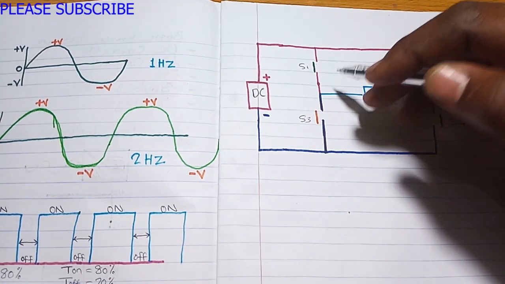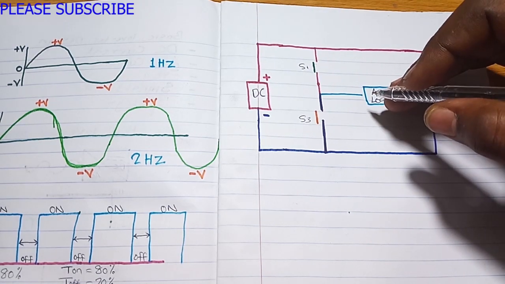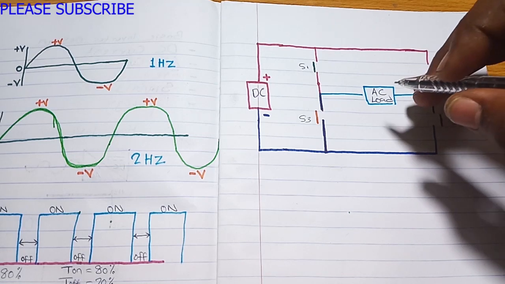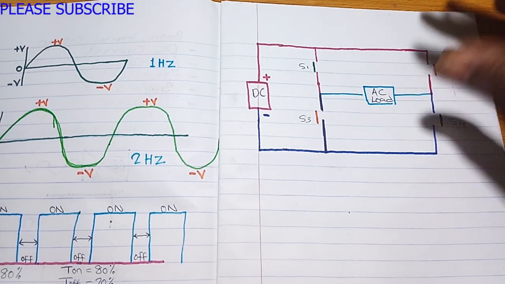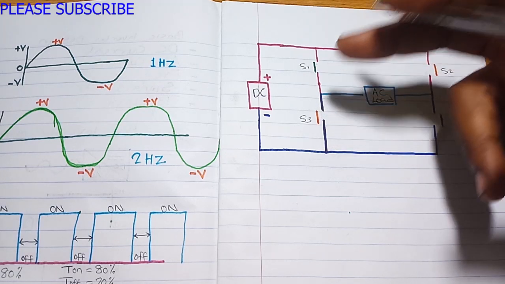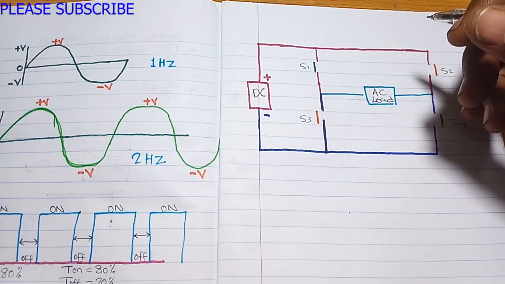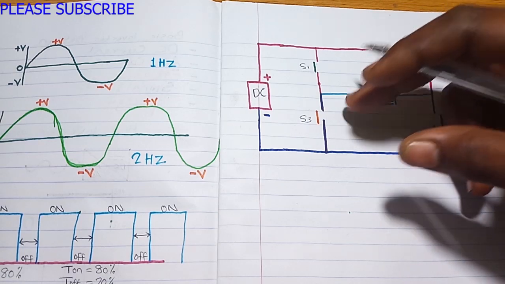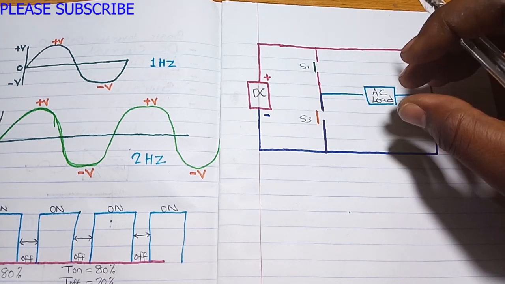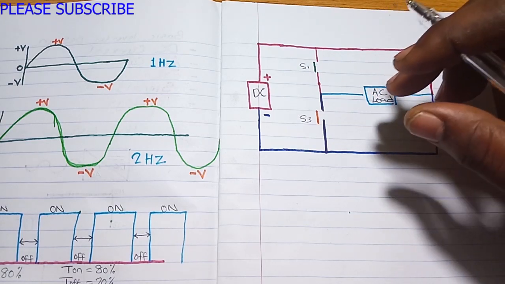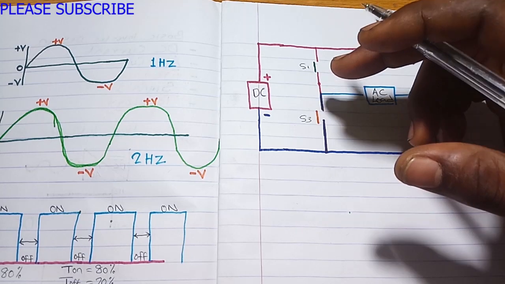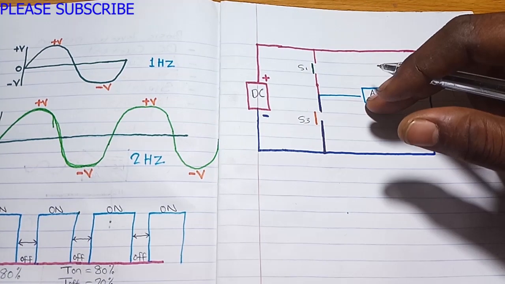Basically, we know that all the appliances that we use in our house operate on AC, which is alternating current. So how does this inverter convert direct current into an AC current? For our appliances to operate, they must sense an alternating, a changing current, before they can operate. So let me show you the basic way this inverter converts this DC into an alternating current.